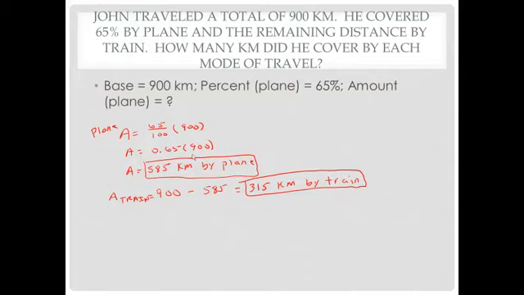So again, we found out the amount he traveled by plane, and then we just subtracted the total amount minus the amount he traveled by plane to see what was left for him to travel by train. And that gave us our two distances. But again, we use a percent formula in the same form.